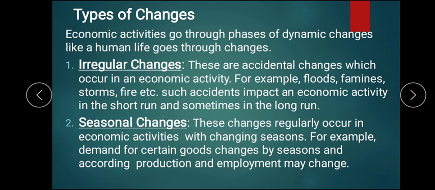So it is called irregular changes, some accidental thing which affects the economy, like natural calamities or man-made calamities. Then you find the second change, that is the seasonal changes. We have four types of season mainly: winter, then summer, then monsoon, and then spring, and again winter. So these are the seasonal changes which are happening.